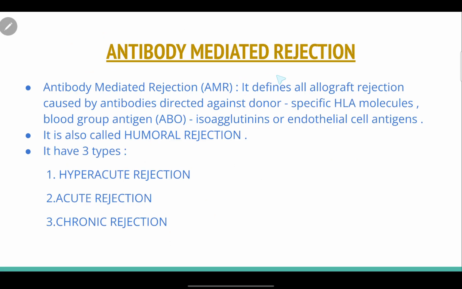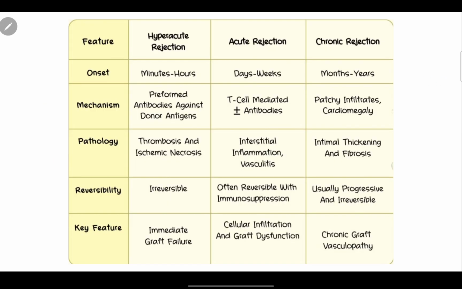Next, antibody mediated rejection. Antibody mediated rejection defines all allograft rejection caused by antibodies directed against donor HLA molecules, also blood group antigen, ABO isoagglutinins or endothelial cell antigen. It is also called humoral rejection. It consists of mainly three types, that is hyperacute, acute and chronic rejection.